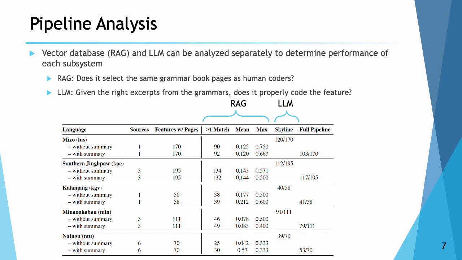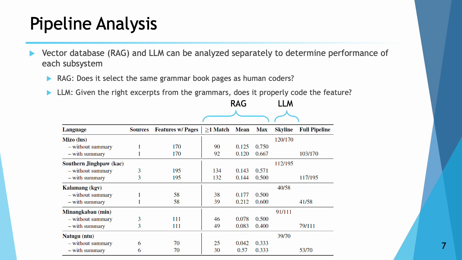To evaluate how well the LLM uses the provided material to determine the feature value, we bypass the database search entirely and instead directly include the reference pages in the prompt to the LLM. As with the vector database characterization, we are only able to utilize this approach for features that have associated reference page numbers in the Grambank dataset. The skyline column shows the number of features correctly predicted.